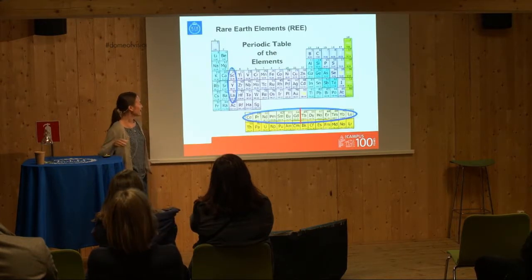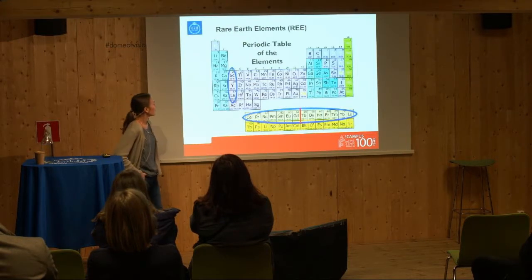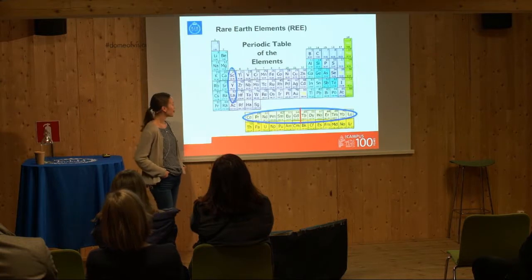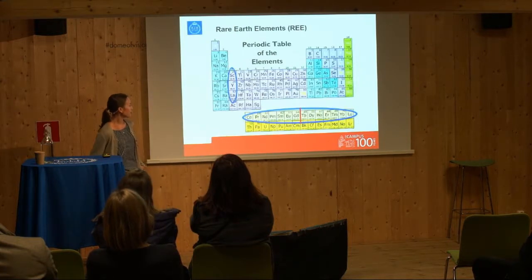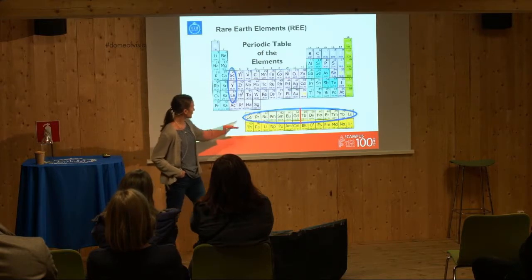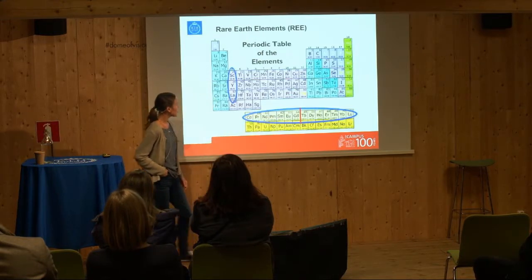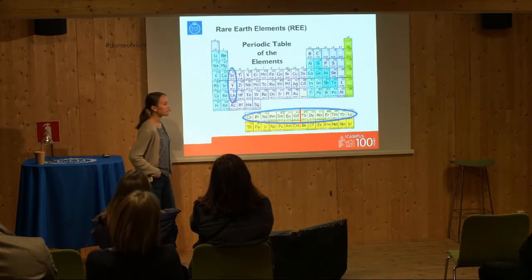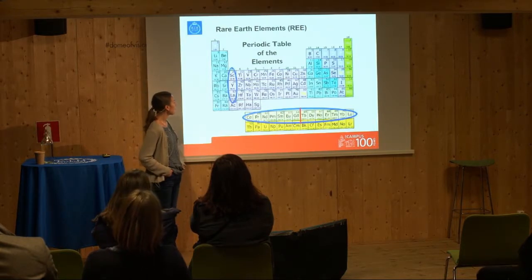So I'm a chemical engineering person, so of course I wanted to show you where in the periodic table of the elements you can find the rare earth elements. So the rare earth elements is a group of different elements, so it consists of the lanthanum and the whole lanthanide series going from cerium to lutetium. And also scandium and yttrium are grouped as rare earth elements.